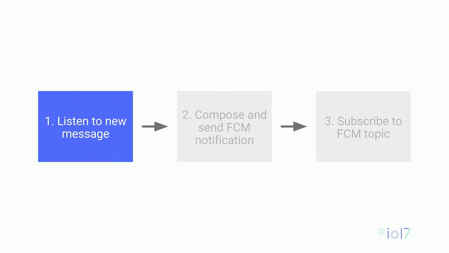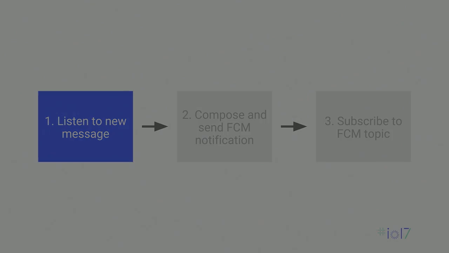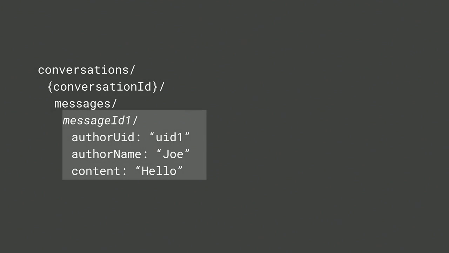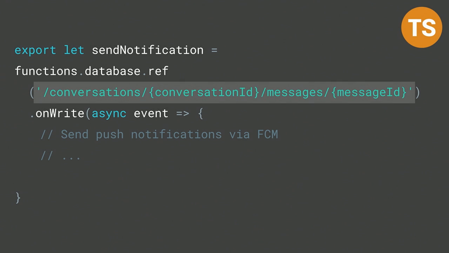Now let's start with writing our function. Assume that we have our chat message stored under a message node for each conversation. We'll write our function to be triggered when there's a new message added. We have our function listen to changes in message node under each conversation's node. Once there's change, which means that we have a new message added, we'll send our push notification to all the users who are participating in that conversation.